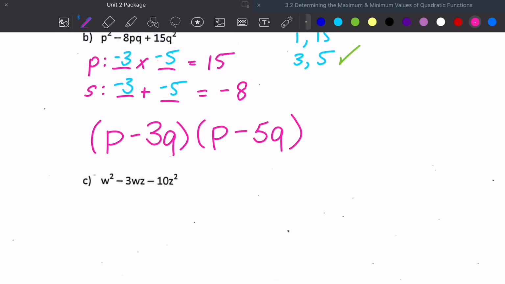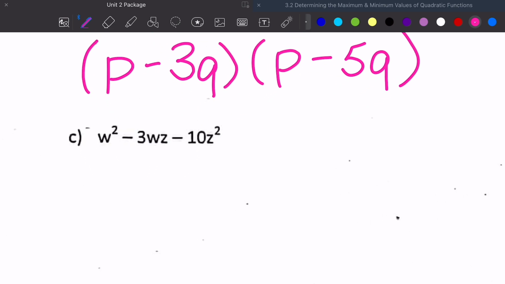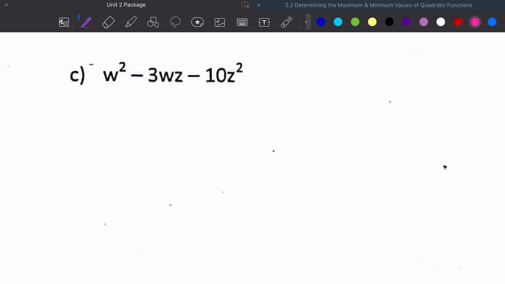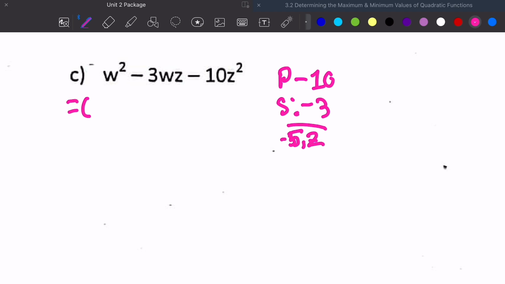Would you like to do C? There you go. George is going to end us off on C with W's. W and Z. Okay. So, talk us through it. Product is minus 10. Yeah, negative 10. And sum is negative 3. And it adds to negative 3. Wait, did I do that? I'm reading the wrong one, sorry. That's okay. That is a negative 5 and a 2. Okay, so negative 5 and 2. Multiplied makes negative 10. Added together makes negative 3.